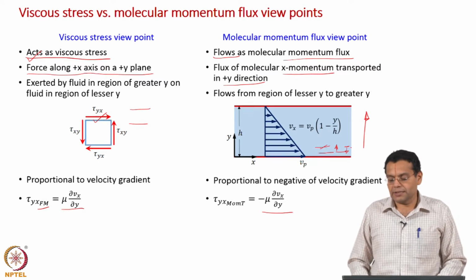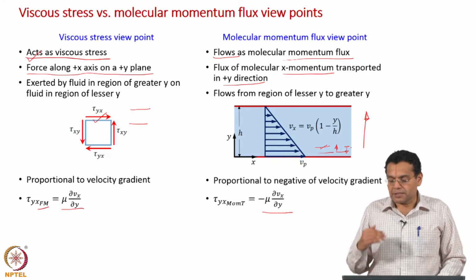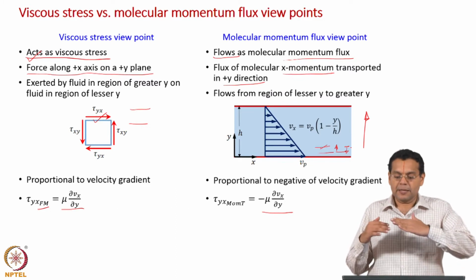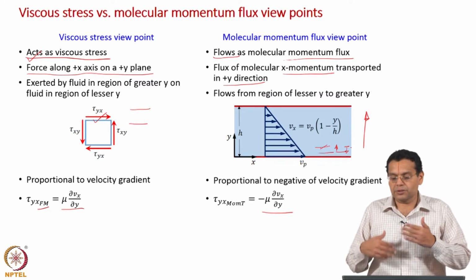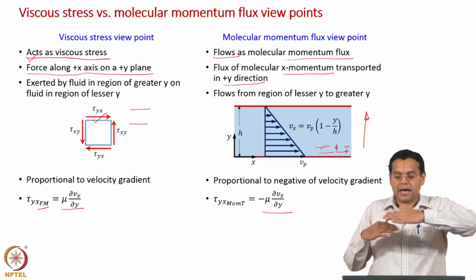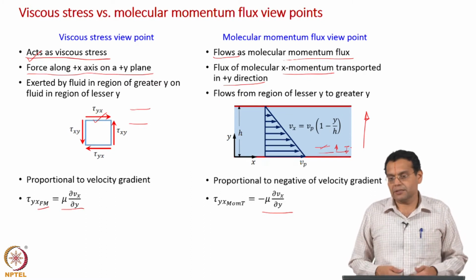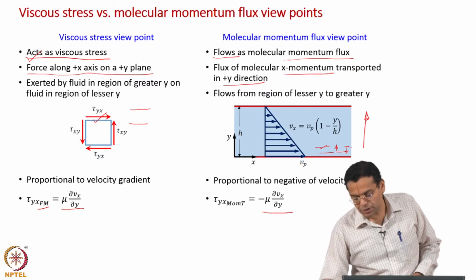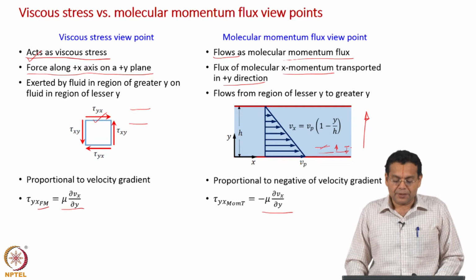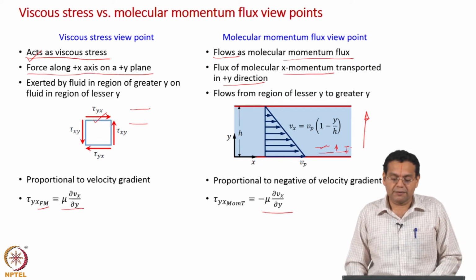The first viewpoint is the molecular momentum flux: x momentum is transported from one layer to the other layer. The other way is as if you have a layer, and because of acceleration and deceleration, associated forces act on it, two forces of equal magnitude in opposite directions, which is a shear force; divided by area, you get shear stress. So these are two interpretations of the same phenomenon. Both can be related through Newton's second law of motion at the molecular level.